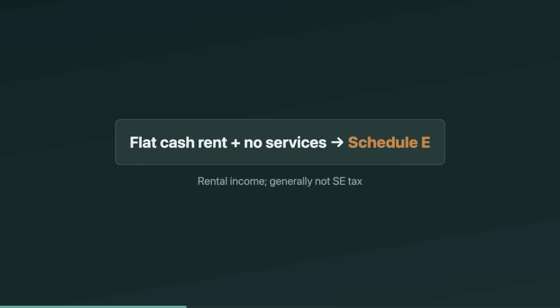If it's a flat cash amount and you're basically hands-off, think Schedule E. This is classic rental real estate style reporting. Rent in, expenses out. The key exam phrase is no services provided. In that case, it's generally passive rental income and it's not subject to self-employment tax. Don't let the word farm trick you into Schedule F when it's really just rent.